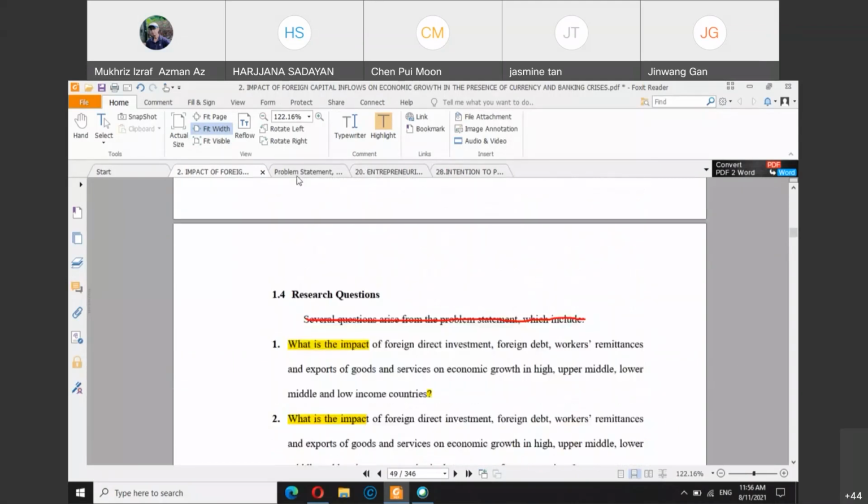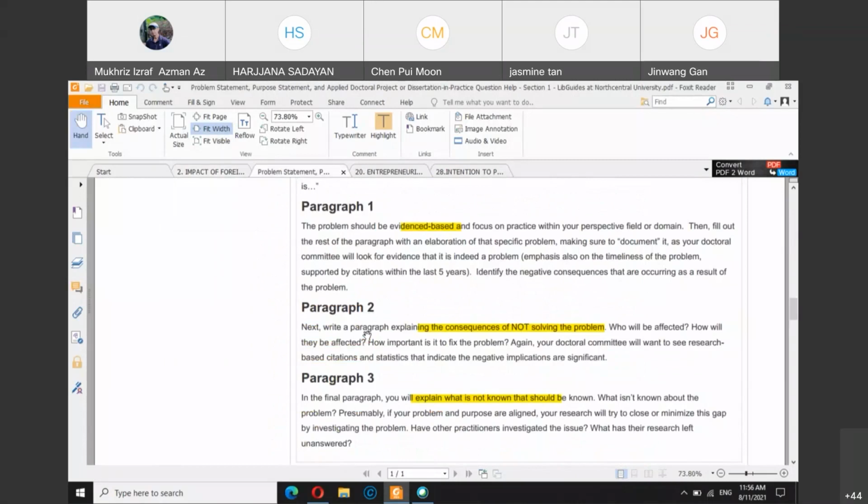Because in your problem statement, especially in paragraph number 2, the second part of your problem statement, you will highlight the problem that has not been addressed or discussed before, or the consequences of not doing this particular research. What problems or issues can you not solve? What is the main issue that you want to highlight in the problem statement? Why is it a problem in the first place?